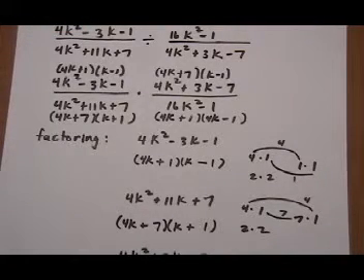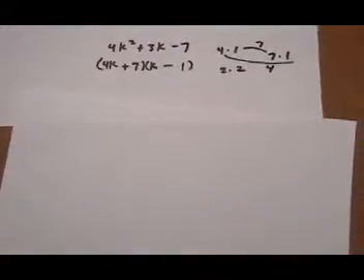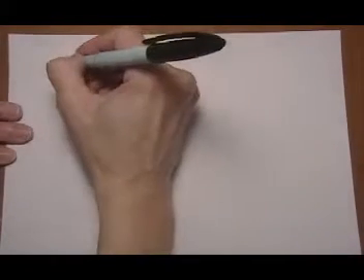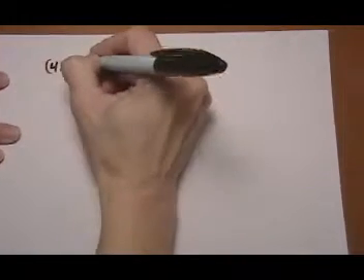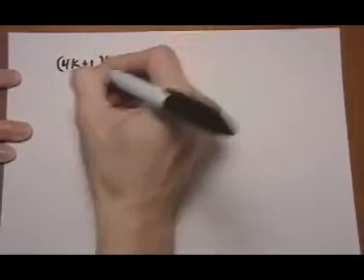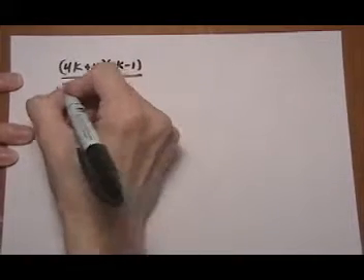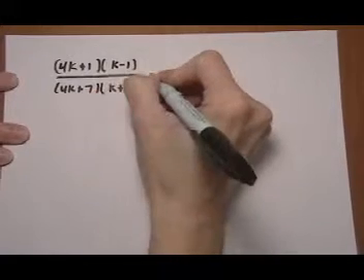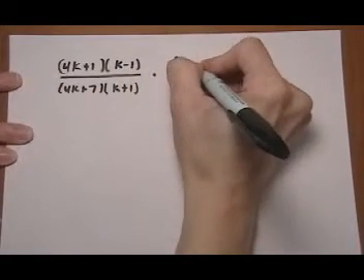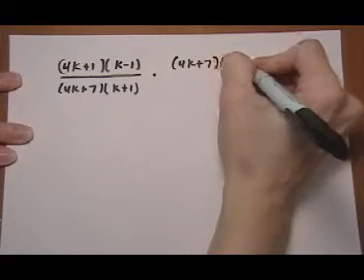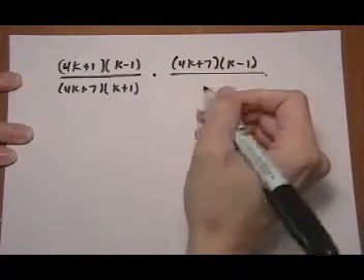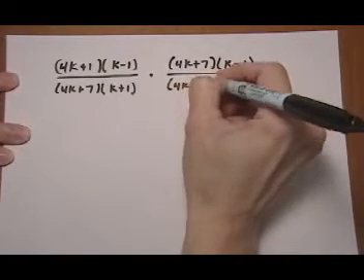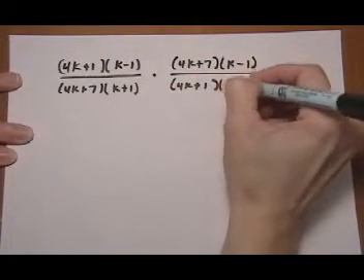So now let's rewrite what we have for our factored pieces, otherwise it's just a little bit much to look at visually here. So let's replace, and now we have (4k + 1)(k − 1) over (4k + 7)(k + 1), times (4k + 7)(k − 1) all over (4k + 1)(4k − 1).